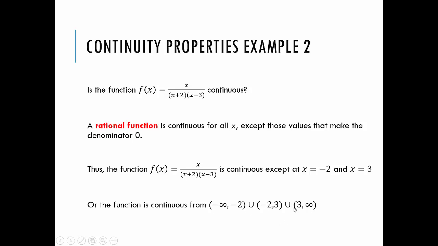Now, this notation you may not remember from algebra, but what this says is I'm coming from -infinity to -2. I put a parenthesis because I cannot equal -2. This little u is a union sign.